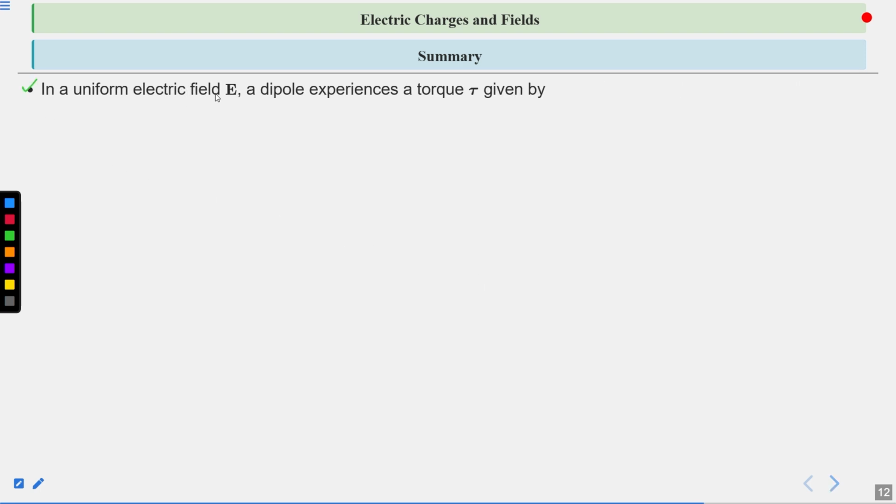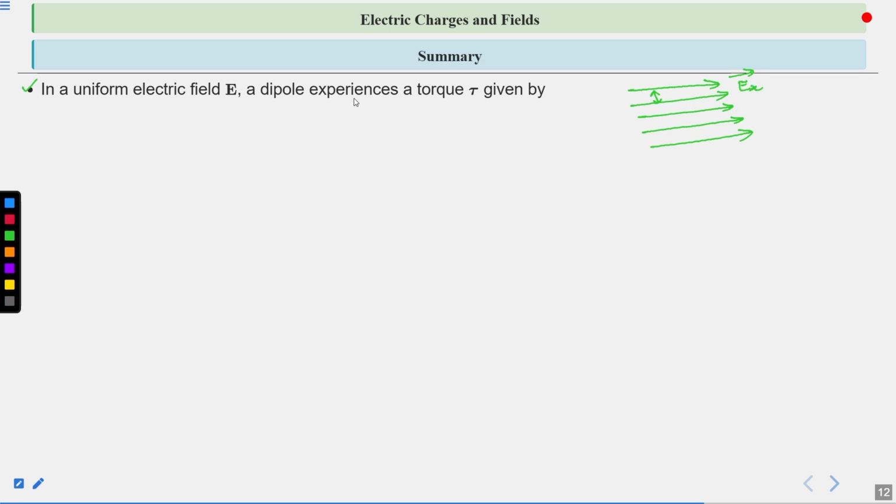In a uniform electric field E. Now if we talk about the uniform electric field, these parallel lines, the space between the arrows is equal in each case. The space between the arrows is equal. So these parallel lines show a uniform electric field. If we talk about Ex, it means it is directed along the x-axis.